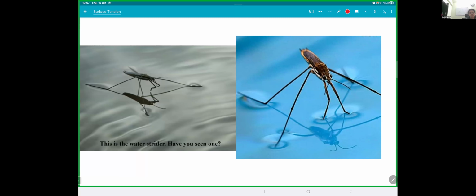Clear with that? So let me show you how to do it. What if humans want to run on the water? Now we can't exactly run on the water, but we can try something like that. This is how it would look.